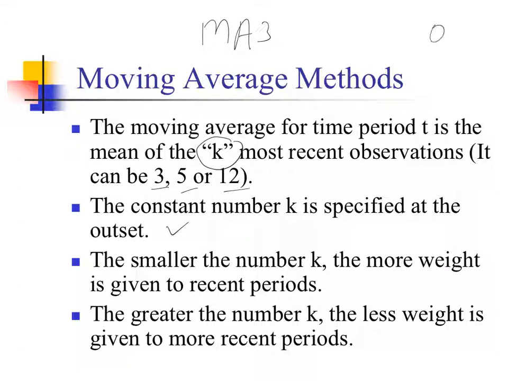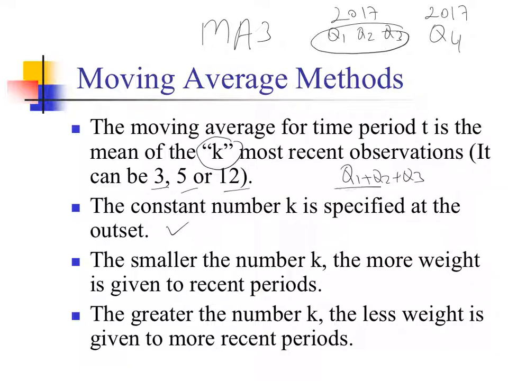We want to forecast quarter 4 sales for 2017. Then I'm going to use the 3 most recent observations, which are quarter 1, quarter 2, and quarter 3 of 2017. I will get the average of this data. How am I going to do that? Quarter 1 plus quarter 2 plus quarter 3 divided by 3. That's going to be the average, and we use that average to forecast for quarter 4.